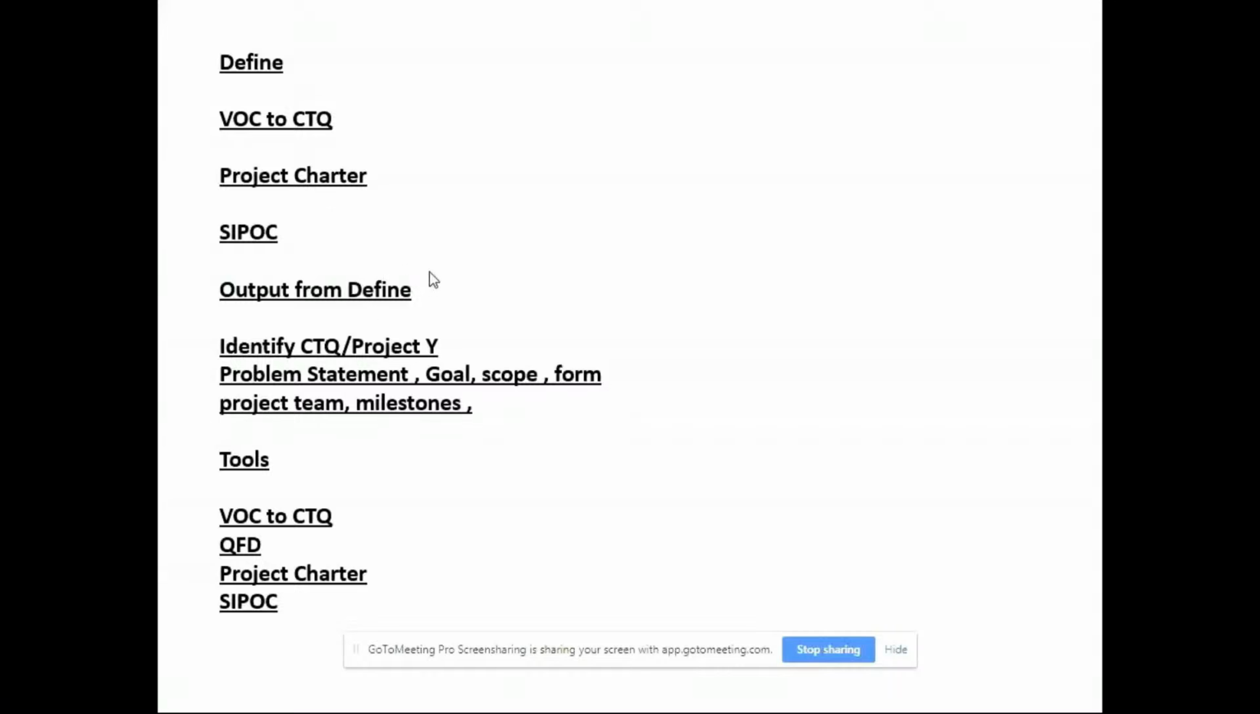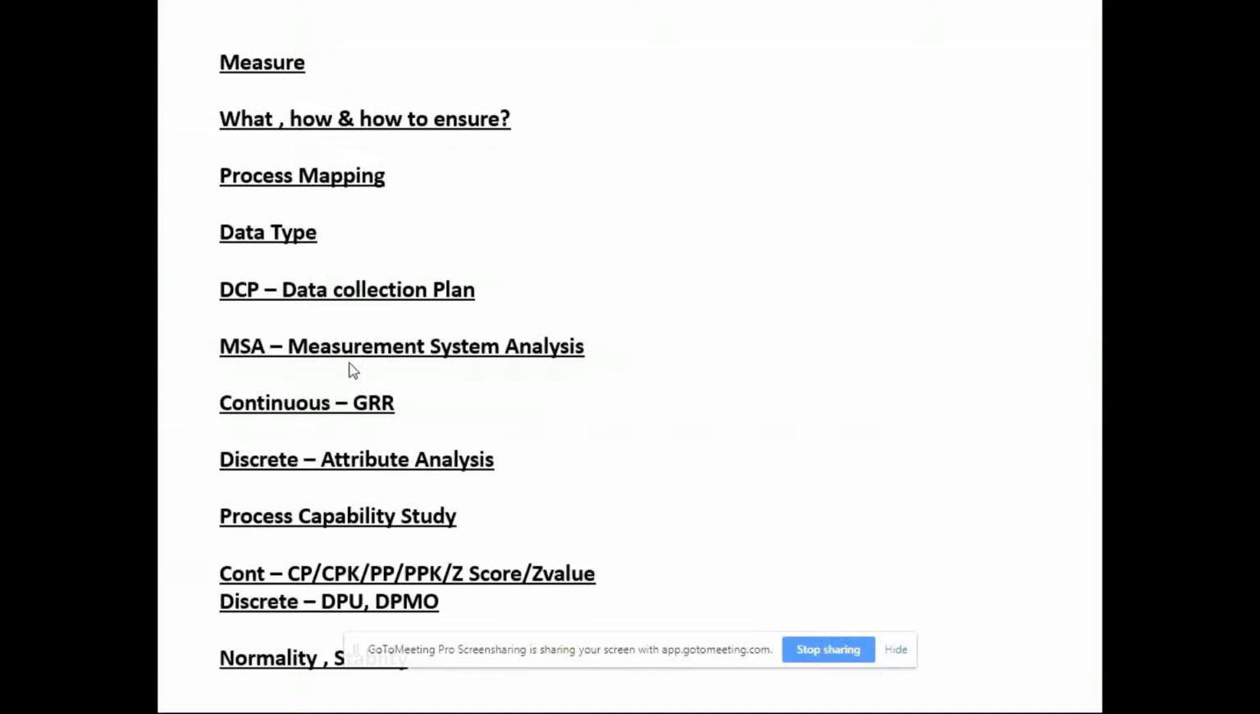And that is where your define phase ends, and the output that you get from define phase is that you have identified the CTQ, which is critical to quality. You have your project why, your problem statement, goal statement, you have formed the project team, you have frozen the milestones or the timelines. What are the tools that you would use? You would use VOC to CTQ, quality function deployment or house of quality, the project charter and the SIPOC. Okay, that is in define.